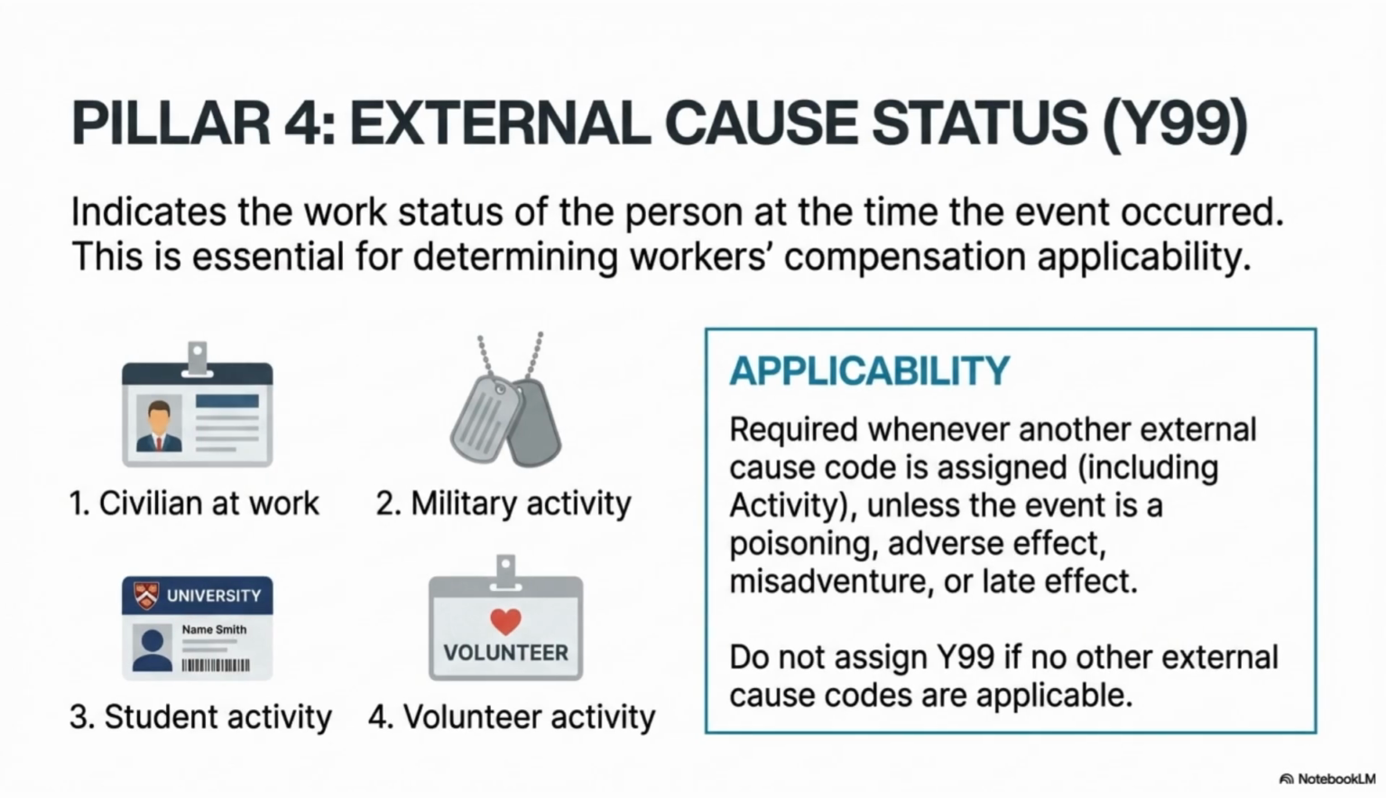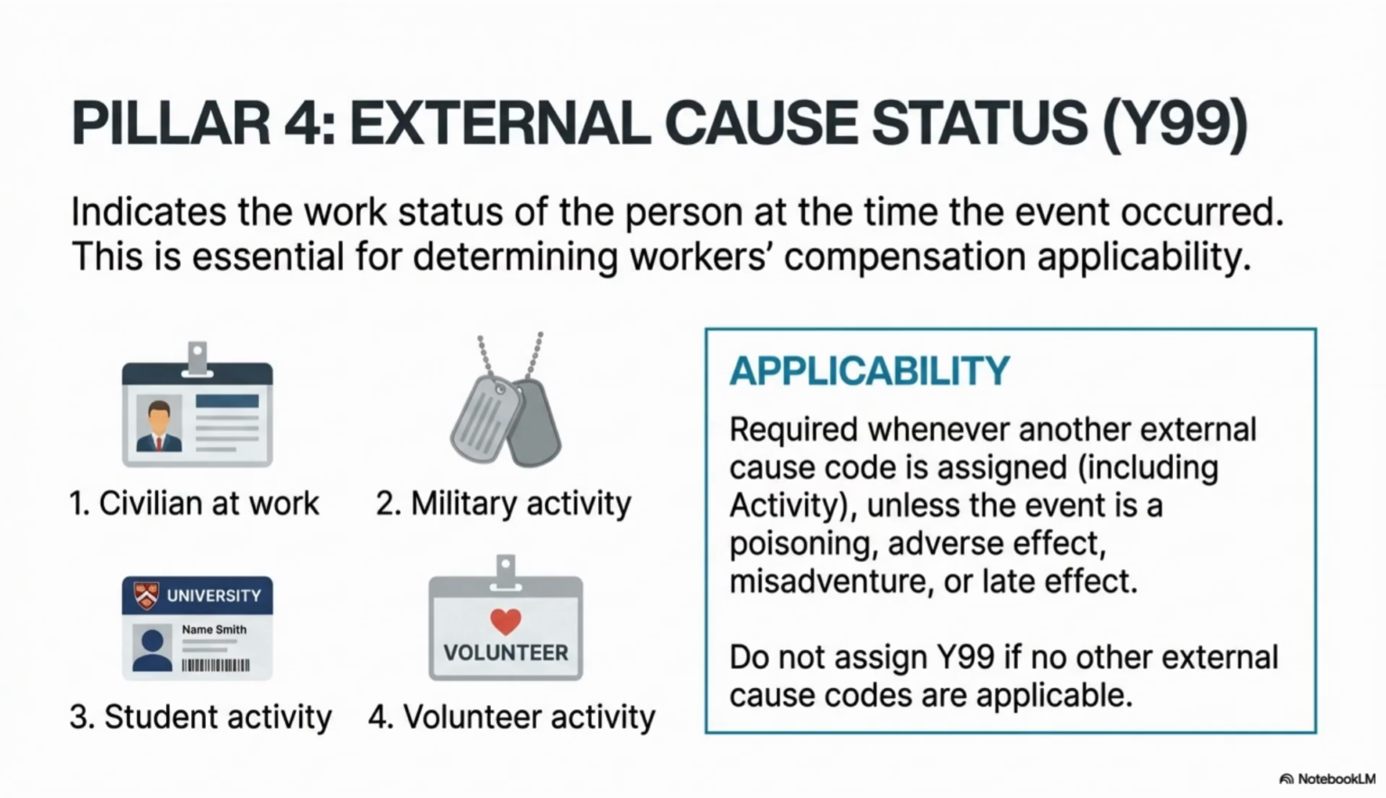Pillar 4 looks at the patient's status, basically, what role the person was in at the time of the event. Were they a civilian at work? A member of the military? A student? A volunteer? This pillar helps us understand whether the event may fall under things like workers' compensation or other specific reporting requirements. We only assign a status code when another external cause code is being used, and only when the documentation supports it.